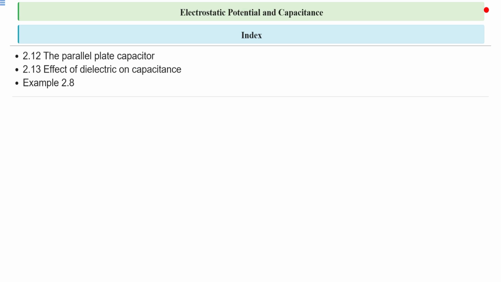So the topics that we are going to cover today are 2.12, the parallel plate capacitor, 2.13, effect of dielectric on capacitance, and example 2.8. In the previous lecture, we have seen what a capacitor is and the principle of a capacitor. Now we are going to discuss a special type of capacitor. Capacitors can be of various types based on the shape of the conductor. It can be cylindrical, spherical, or of any shape. But specifically, we are going to discuss the parallel plate capacitor.